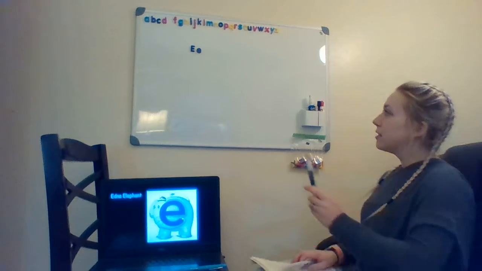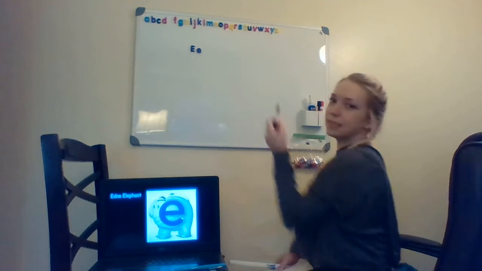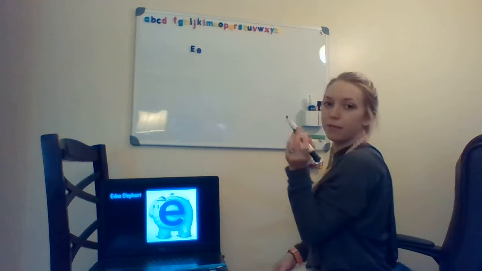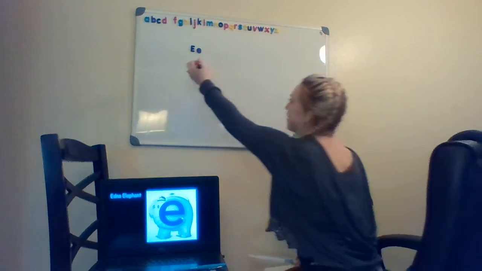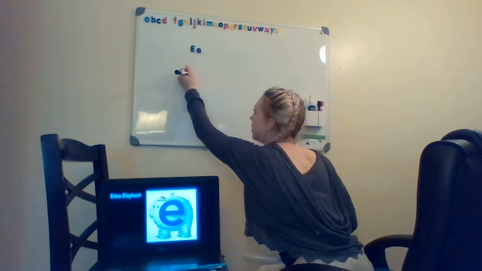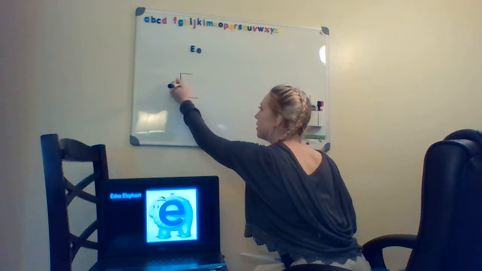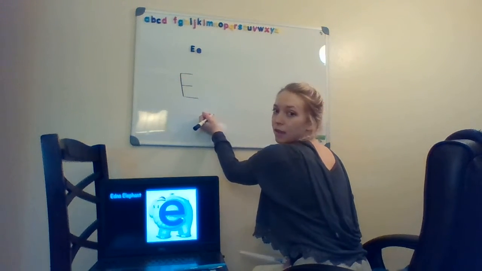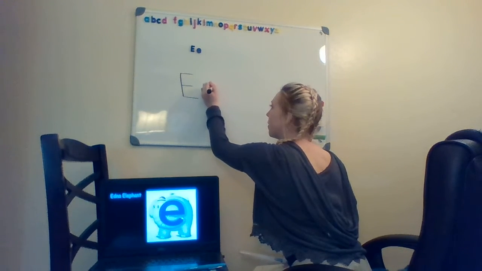So up here, I have a capital E and a lowercase e. It's kind of hard to see, so I'm going to write them for you. And this will help you practice writing the letter E too. So here is how you make a capital E. And here is a lowercase e. Over, up.